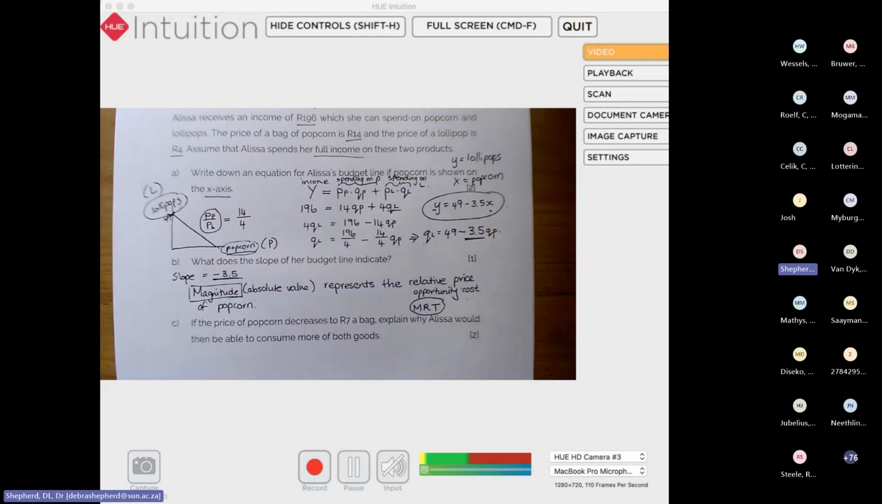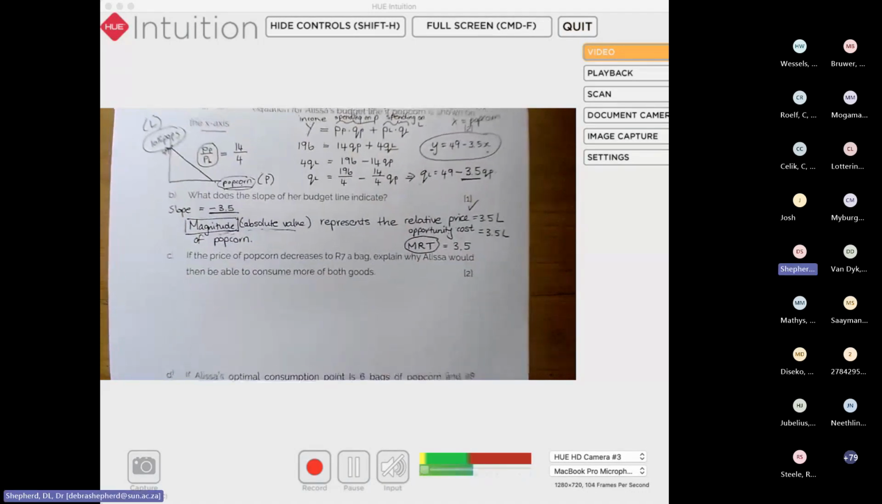So we actually would say that the MRT is 3.5. And we would say that the relative price of popcorn is 3.5 lollipops. And we would say the opportunity cost of popcorn is 3.5 lollipops. The negative is simply implied. A cost is negative. Okay. So to be safe, you should exclude the negative. Yes. Whenever you're interpreting relative price, opportunity cost, marginal rate of transformation, you don't include the negative. You only talk about the magnitude or absolute value.